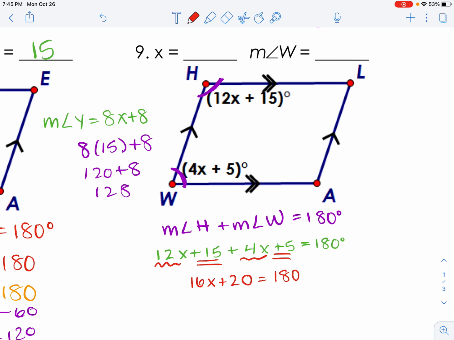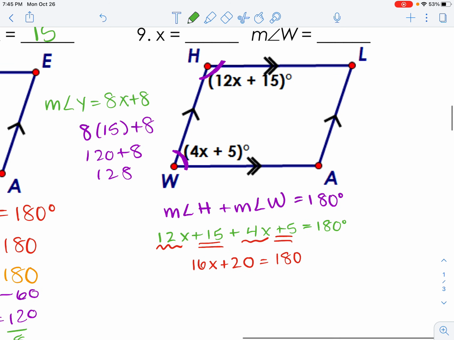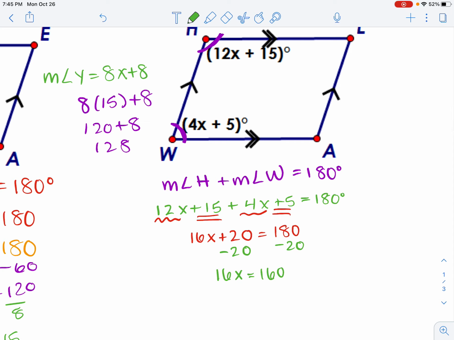Now I'm going to solve for x. When we're solving, remember we do order of operations backwards. So the first thing I need to deal with is that plus 20. To cancel out a positive 20, we're going to use the inverse, which is to subtract 20. I subtract 20 from both sides, and I get 16x equals 160. Now, to get rid of the 16 in front of x, the inverse of multiplying by 16 is to divide by 16. So I divide both sides by 16, and I get x equals 10.